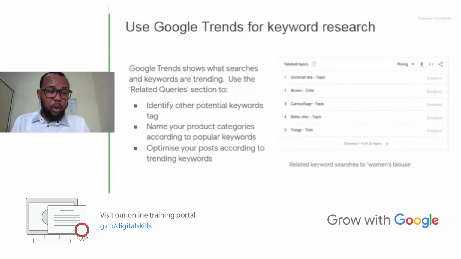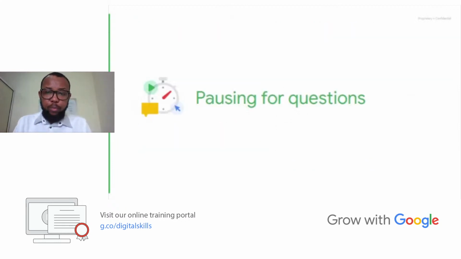It also helps you to optimize your posts according to the trending keywords. How do you optimize it? When you know the useful, trending keywords, it helps you to infuse those keywords into your content and optimize your post accordingly, so that the trending keywords will be visible on your post.